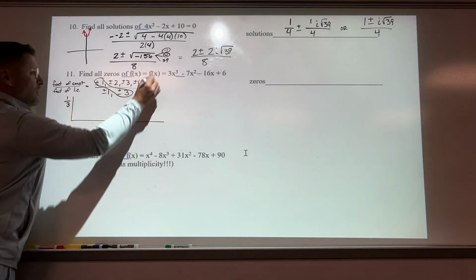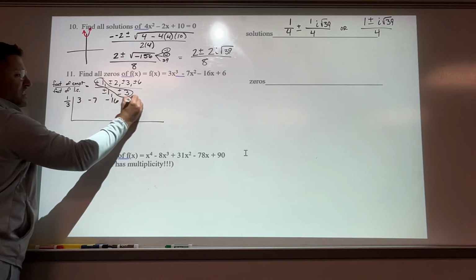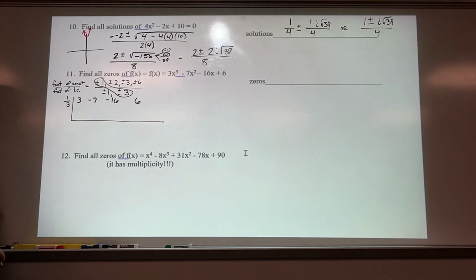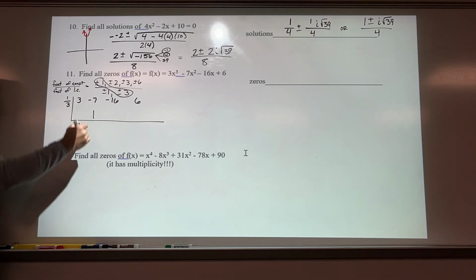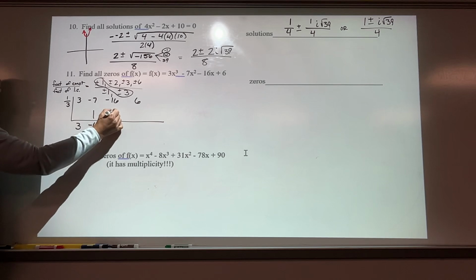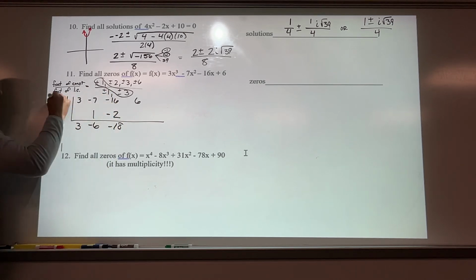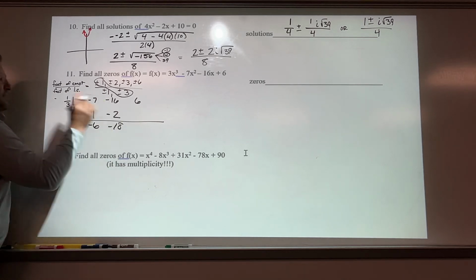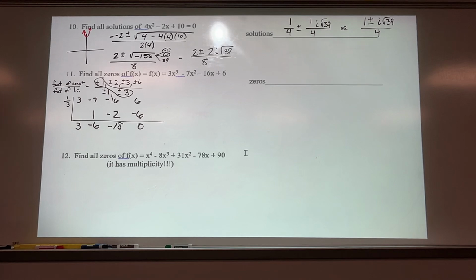1/3 into 3, -7, -16, and 6. I don't have any placeholders. I'll drop the 3. That's 1. A third of 3 is 1. That's -6. A third of -6 is -2. -2, that makes -18. A third of -18 is -6. Ooh, sweet, we found one. We got one of the zeros.